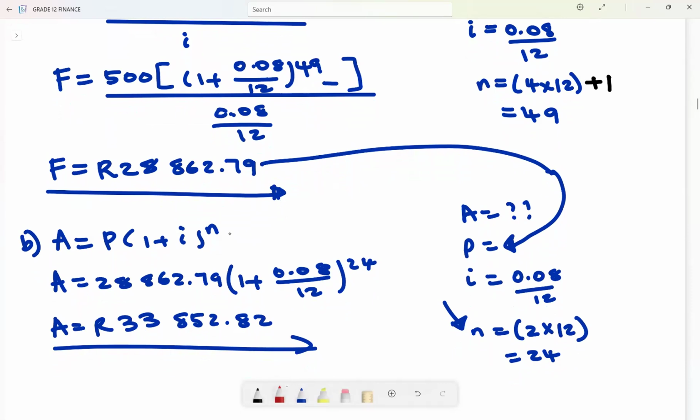But take note here, we cannot use future value. Why? Because there are no regular payments. Remember, the condition for future value is that you need regular payments. Very, very important, guys. Okay, let's now look at present value.